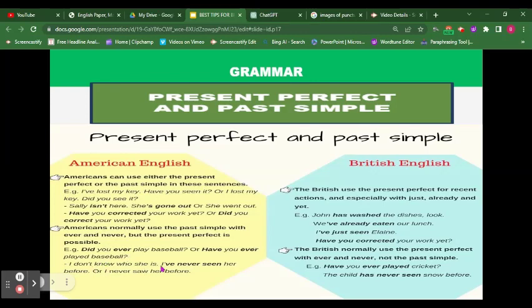I don't know who she is. I've never seen her before, or I never saw her before. So you can use either the present perfect or the past simple. Now, on the other hand, the British normally use the present perfect with ever and never, not the past simple. For example, have you ever played cricket? The child has never seen snow before. So in the use of present perfect and past simple, we can see the differences.